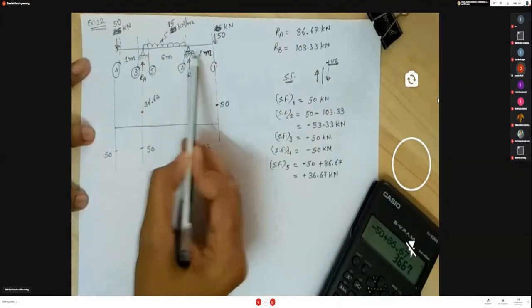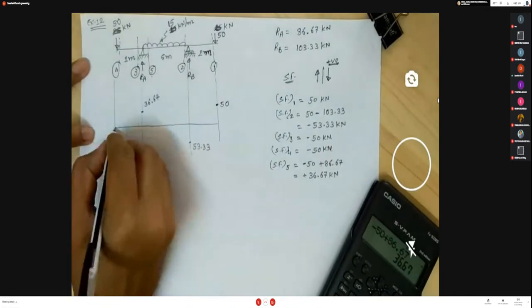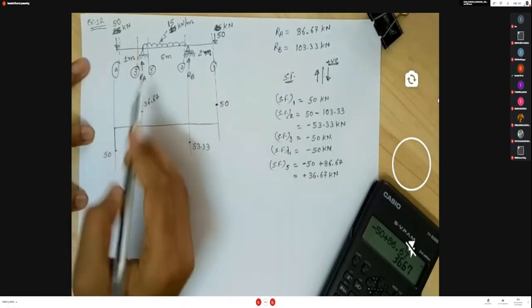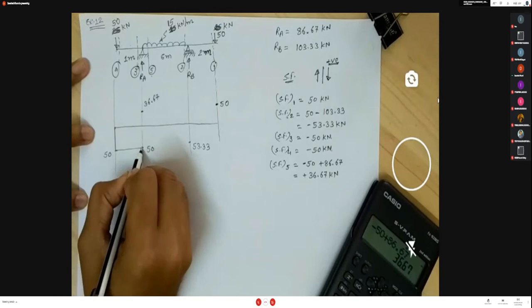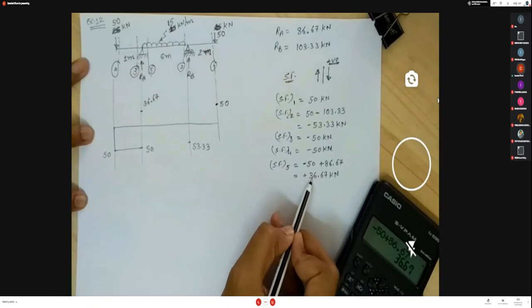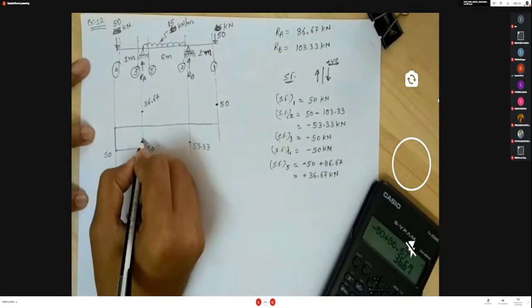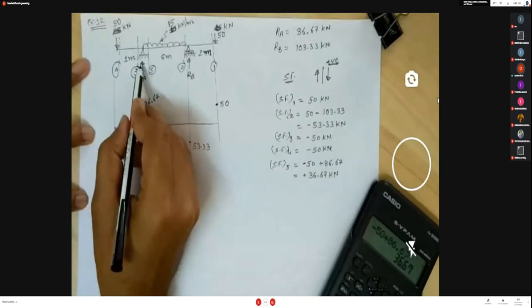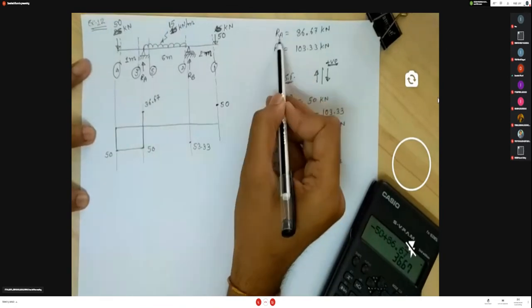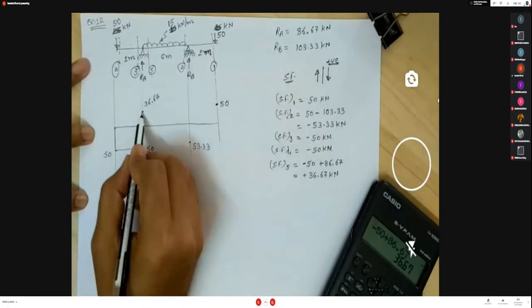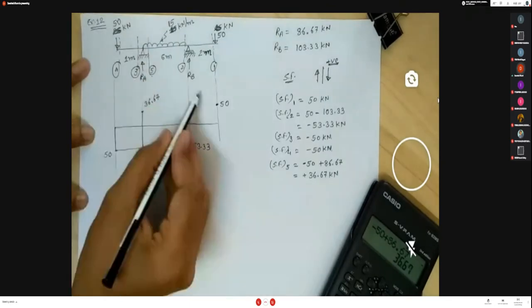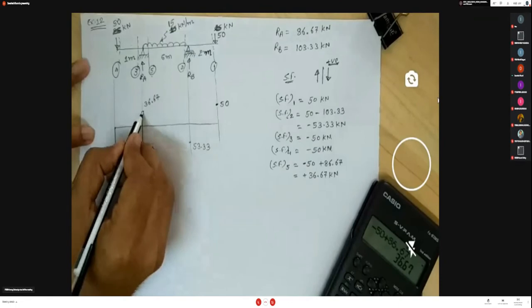Now move from left to right. So first of all section 4 is there. So the diagram is 0 to 50. Then between 4 and 3 there is no loading, means the diagram is constant. And then from 3 to 5 your value changes from minus 50 to plus 36.67. So it instantly increases, because here reaction RA is in the upward direction. So minus 50 plus 86.67, this is reaction RA. So instantly increases. Now between these two sections, the UDL load is there. Its variation is linear. So the diagram is linear.